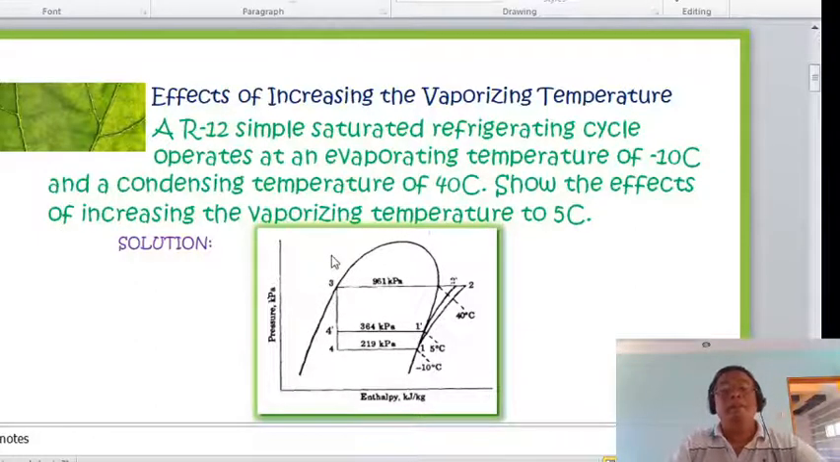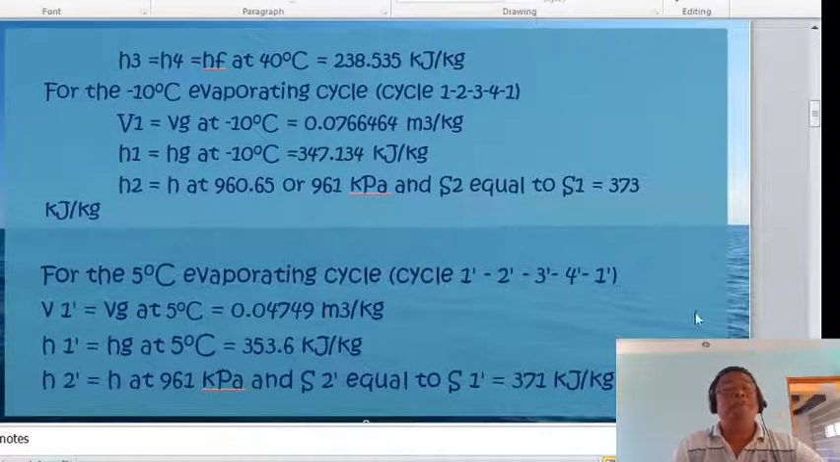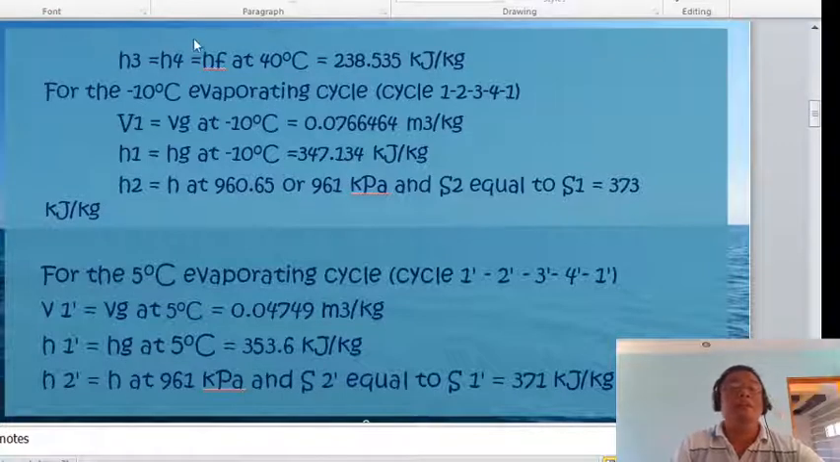Let us now consider, class, the original condition. For the original condition, h sub 3 is equal to h sub 4, since the condition here is isenthalpic, a constant enthalpy process. So you can easily determine using the saturation table for R12. Look for the value of the enthalpy of liquid at 40 degrees.